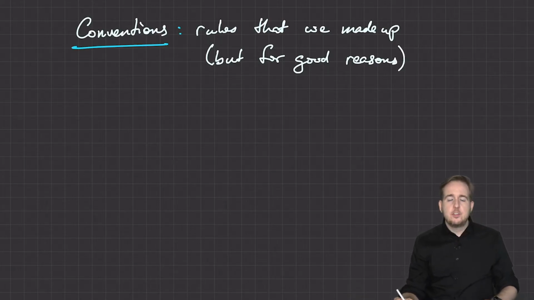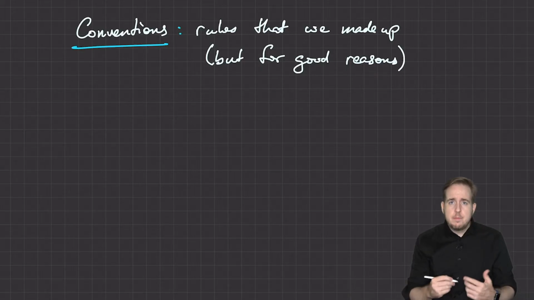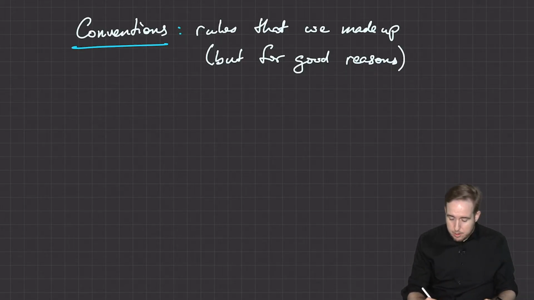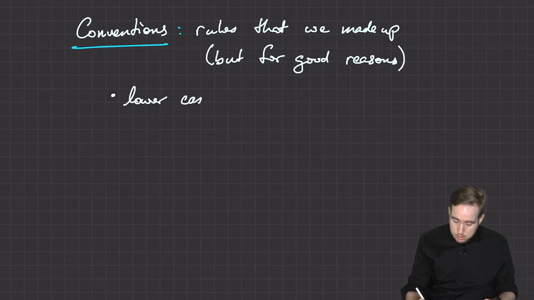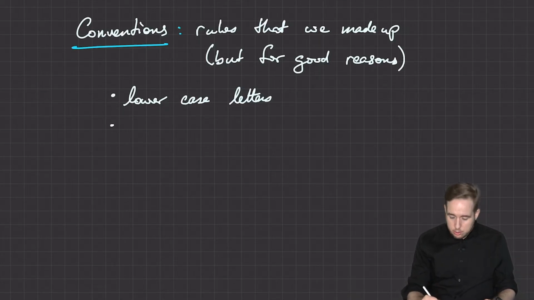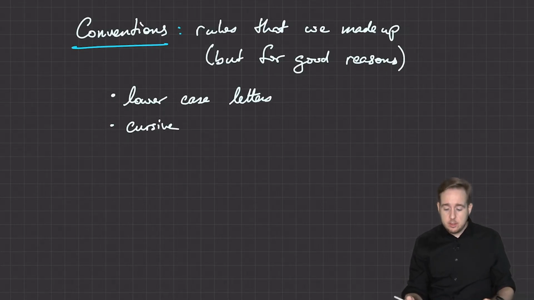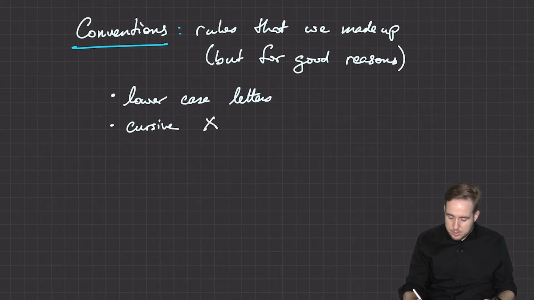And a lot of this has to do with just being clear when you communicate with other people. So one of the major rules for variables is they're very often lowercase letters. Okay. The other thing is we use cursive. So if you're watching your teacher write on the board, you probably don't see them write the letter X like that. You probably see them write the letter X like that or like that.